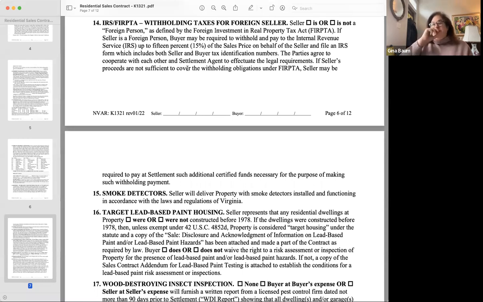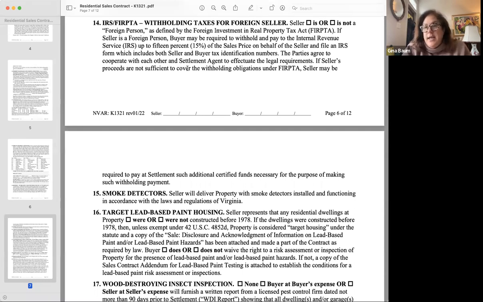Okay, so if someone is not here and they're not working for a government and they've just invested or they've lived in the United States, they may be required to pay 15% of the sales price. Okay, and if they don't, it ends up being the buyer's responsibility. So this is something that's important and that you need to know about.